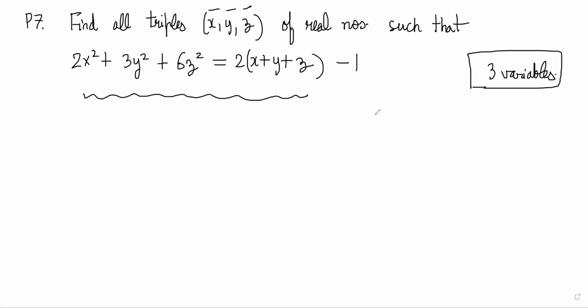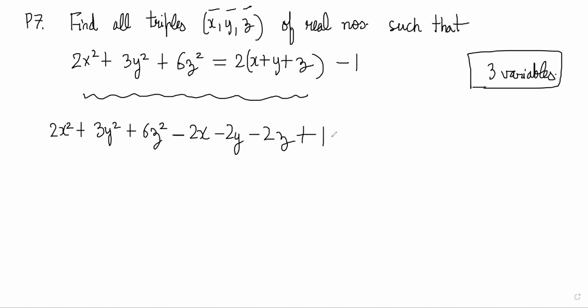So this looks like an expression that is a quadratic in all the 3 variables. There are square terms for x square, y square, and z square. So what I will first do is bring everything to one side. 2x square plus 3y square plus 6z square minus 2x minus 2y minus 2z plus 1 equals 0.